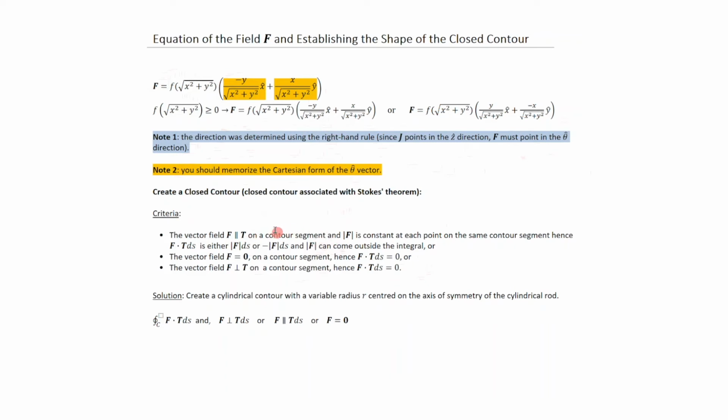All right, so given this, the solution is to create a cylindrical contour with a variable radius r centered on the axis of symmetry of the cylindrical rod. And as I said, the left-hand side of Stokes' theorem is the closed contour integration of F dot t ds. We mentioned that the different options are that F is perpendicular to t ds, F is parallel to t ds, or F equals 0. In our particular case, it'll be the parallel option which applies.